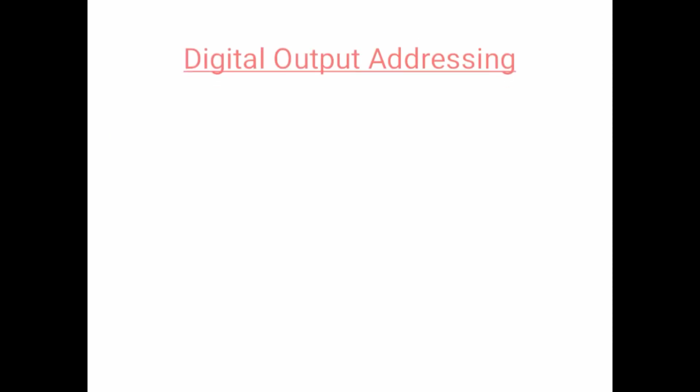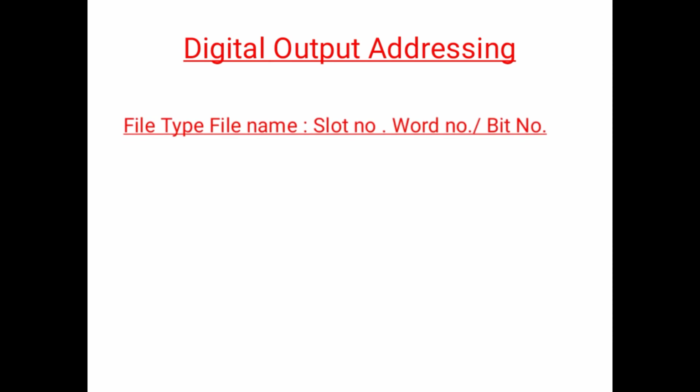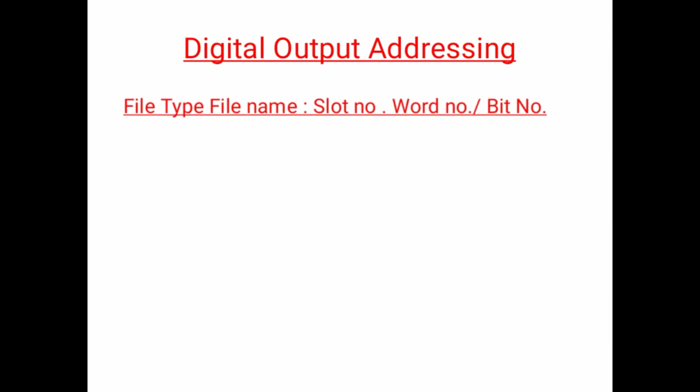So let's move ahead to digital output addressing. The format will remain the same: file type, file name, colon, slot number, dot word number slash bit number. So we'll start with the output. For the first output addressing, file type is O for output because output starts with O. File name is 0, it is default. Then colon, slot number 0, in compact PLC there are no slots. So slot number 0 dot word number 0. Word number is 0, the first word we start with 0, slash bit number 0, the first bit is also 0.